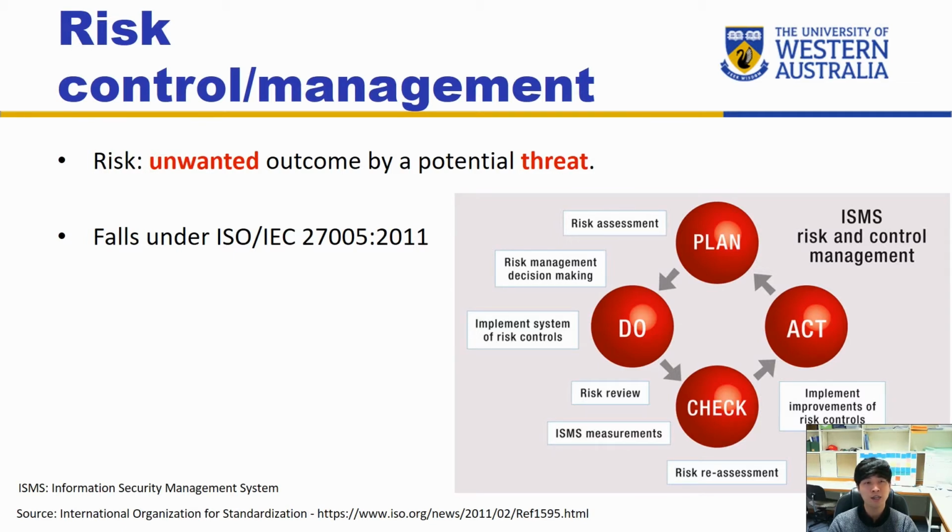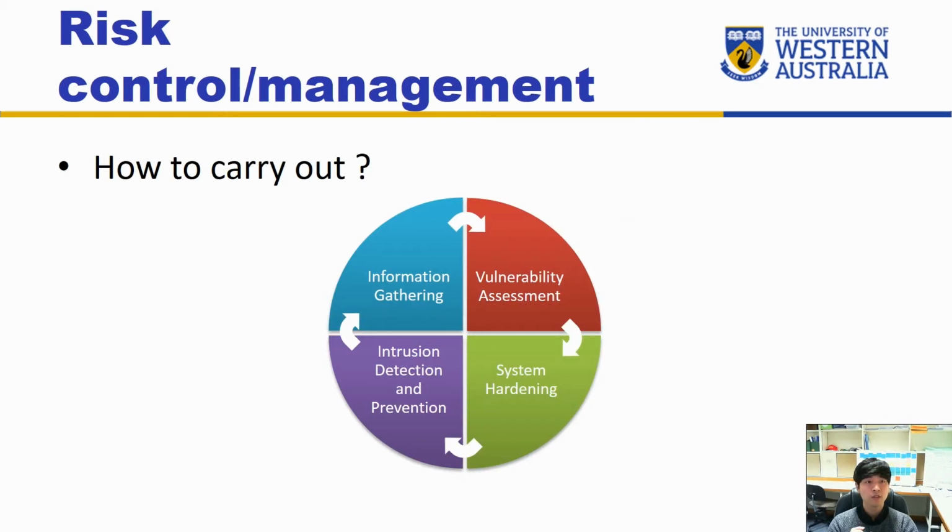You can have a look at ISO standards, which we may go over later on. But the cycle is quite straightforward. What you want to do is plan and check what needs to be done. You implement those, do it, check, and then act on it. So this is the basic four steps taken in risk control. Okay. So how do we carry out those four phases?